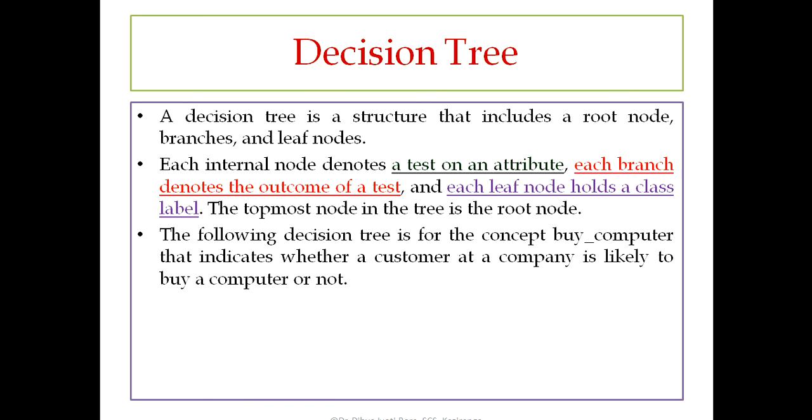And each internal node denotes a test on an attribute, each branch denotes the outcome of a test, and each leaf node holds a class label. Do note it, right? Each internal node means test, each branch means outcome, and each leaf means class label. So let's construct a decision tree for the very well-known example that we have discussed many times, the concept buys_computer, that indicates whether a customer at a company is likely to buy a computer or not.